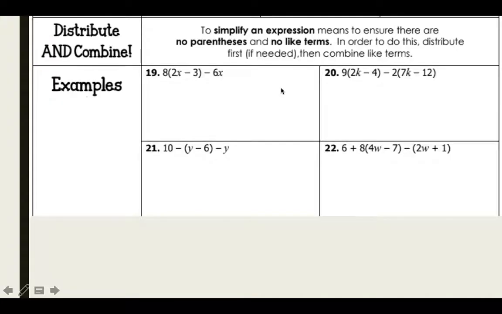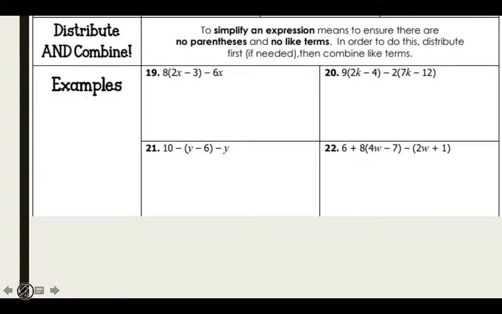Okay, we're going to combine the two lessons, 1.2, combining like terms, and distributing. To simplify an expression means to ensure that there are no parentheses and no like terms. Whenever we're solving an equation, we want to simplify first before we start getting into the rest of the solving. So to simplify means we want to distribute, combine like terms.